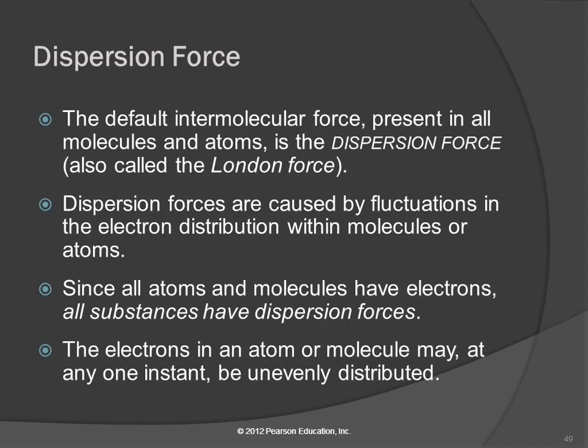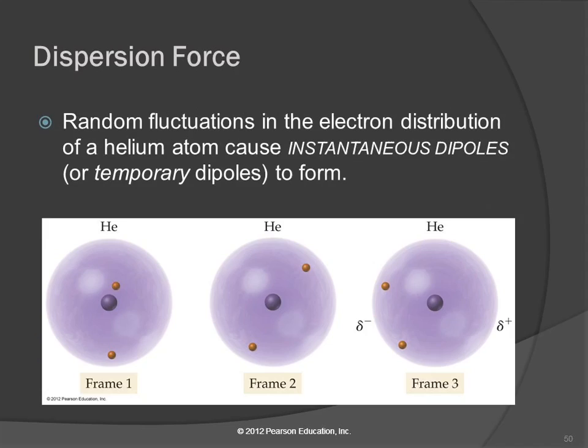Dispersion forces are caused by fluctuations in the electron distributions of molecules or atoms. And since all atoms have electrons, all atoms have dispersion forces. So what happens, let's just go to the picture. Here's a picture of helium. What happens is that we can get a temporary imbalance of where the electrons are. This is a helium atom. There's no polar bond going on here or anything. This is just a single atom. Helium has 2 electrons.